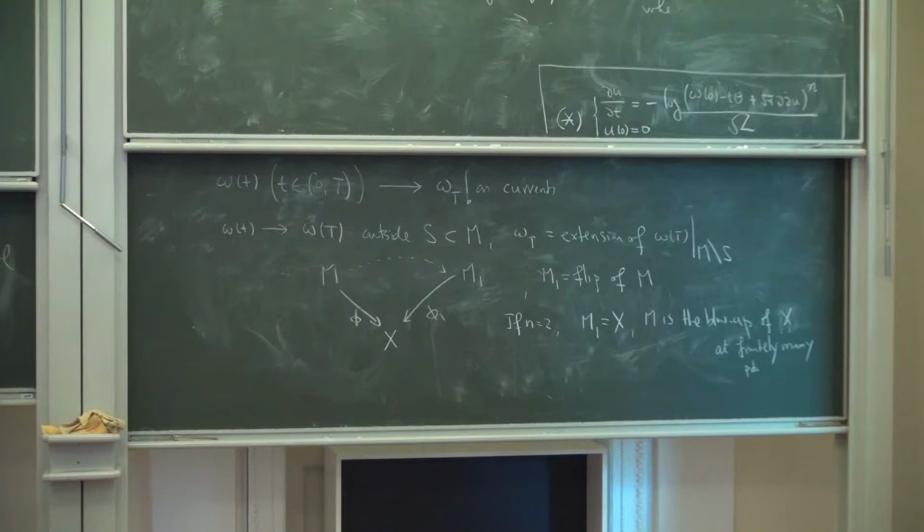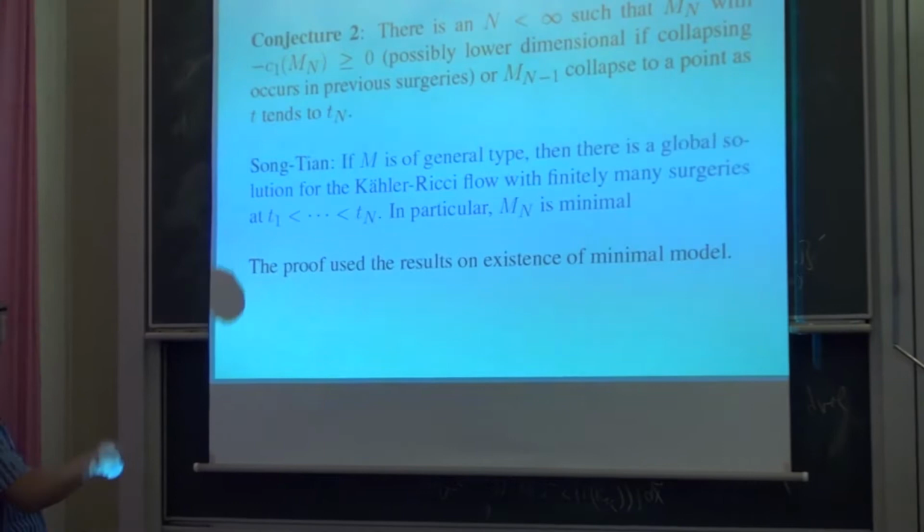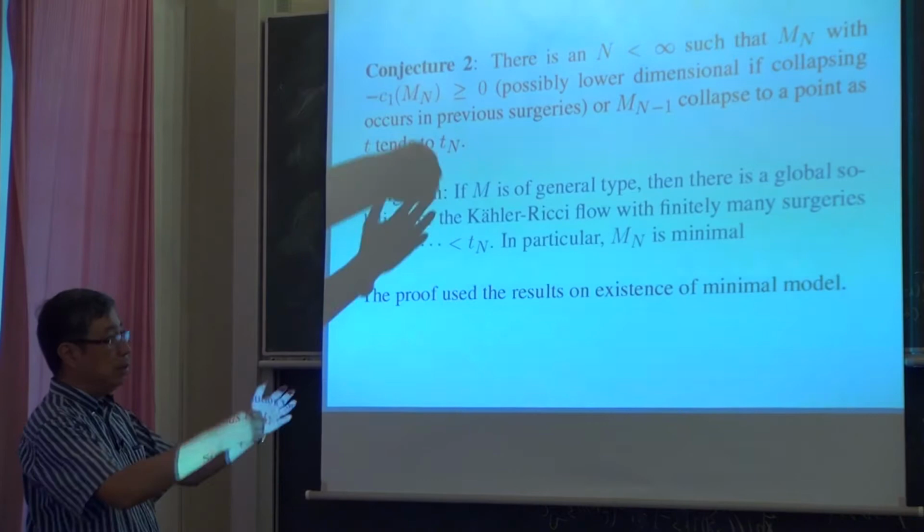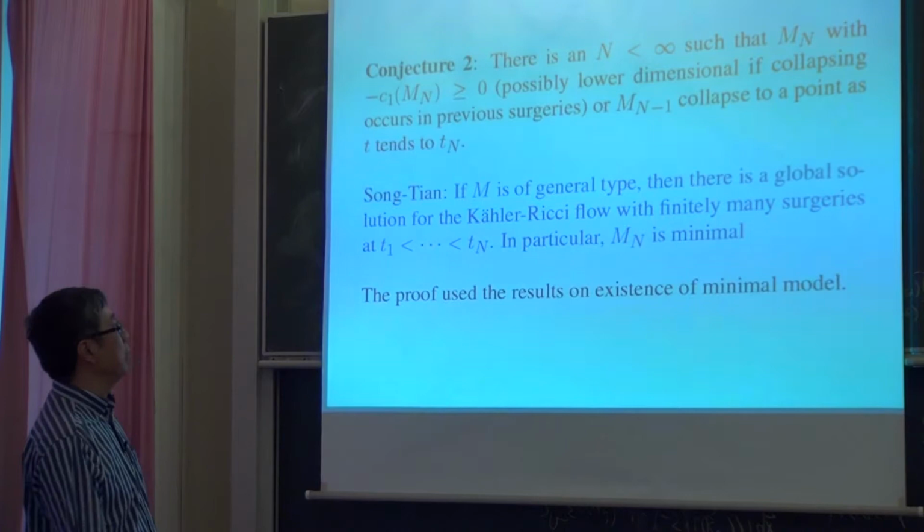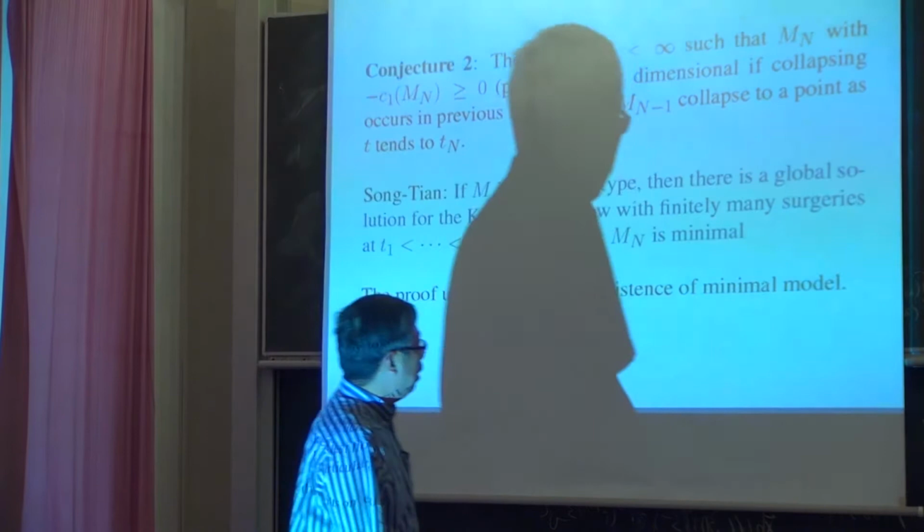So now we have conjecture 2. There is an n. What this basic conjecture says is that you need to do this surgery only finitely many times. Okay, only finitely many times. So you do it finitely many times.